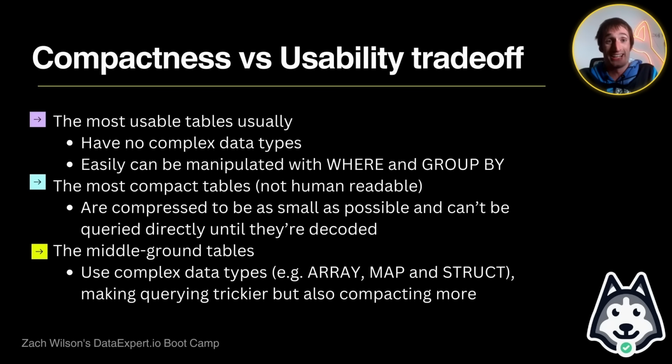most of you would agree that sounds pretty ridiculous. So that's why there's a middle ground. The middle ground here is what we've been talking about. That's why we use arrays. We can compact stuff down, but still make it usable.